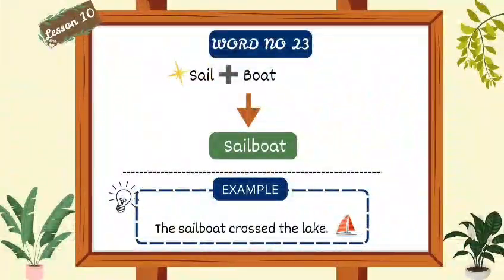Heading over to word number 23, sail plus boat turns into the single word which is sailboat. Let's see an example. The sailboat crossed the lake.